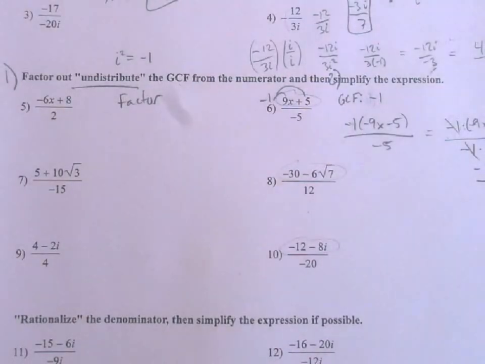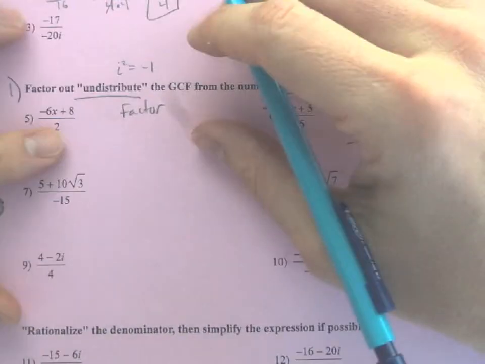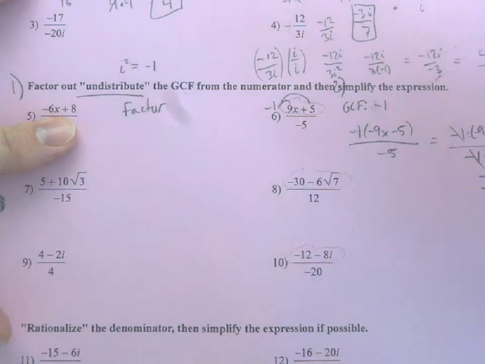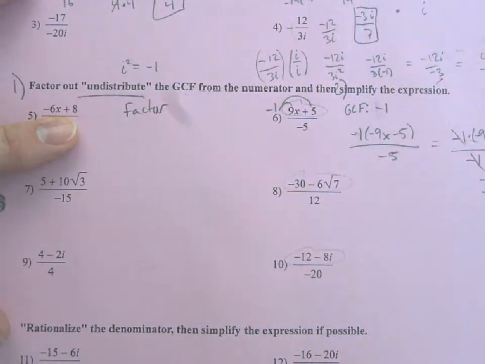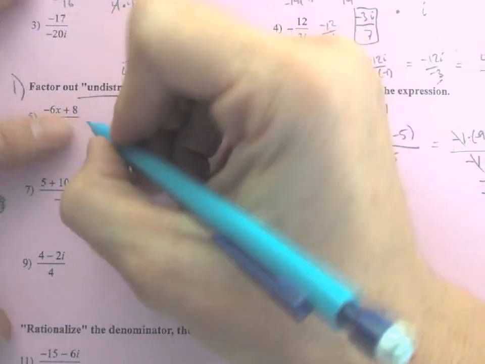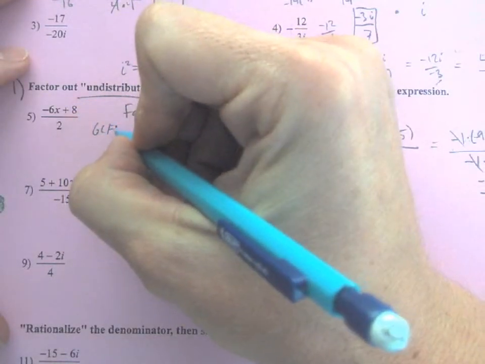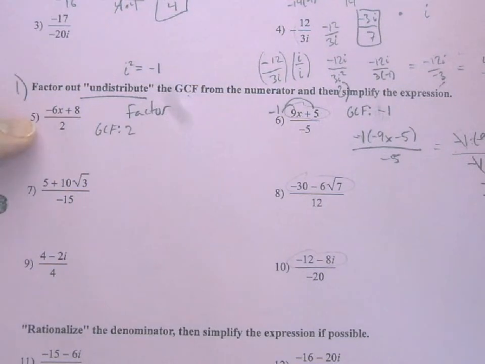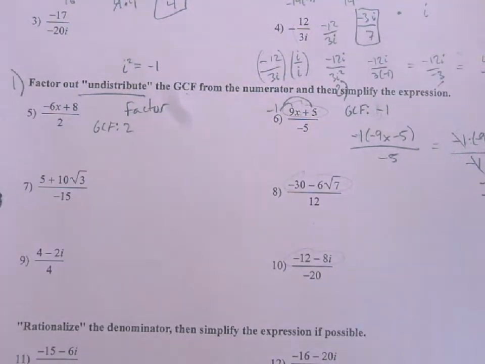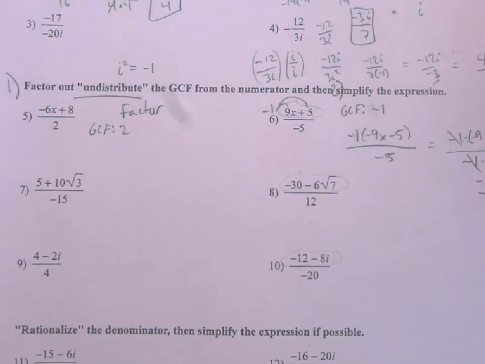So let's actually go back into number 5, which I think will make a little bit more sense, and then we'll go through and we'll do the rest of the evens. Okay, so when you look at these guys right here, negative 6x and 8, the common factor here is 2, because 2 goes into 6 and 8. It's actually the biggest thing that goes into both. So I would say the GCF, greatest common factor, is 2. Okay, now look at the denominator. Is it negative? It's not, so we don't have to worry about factoring out a negative.